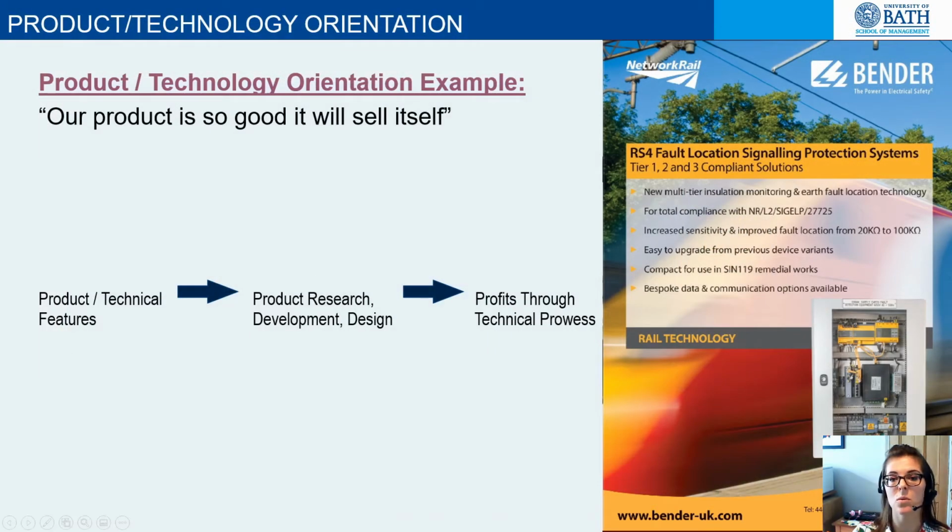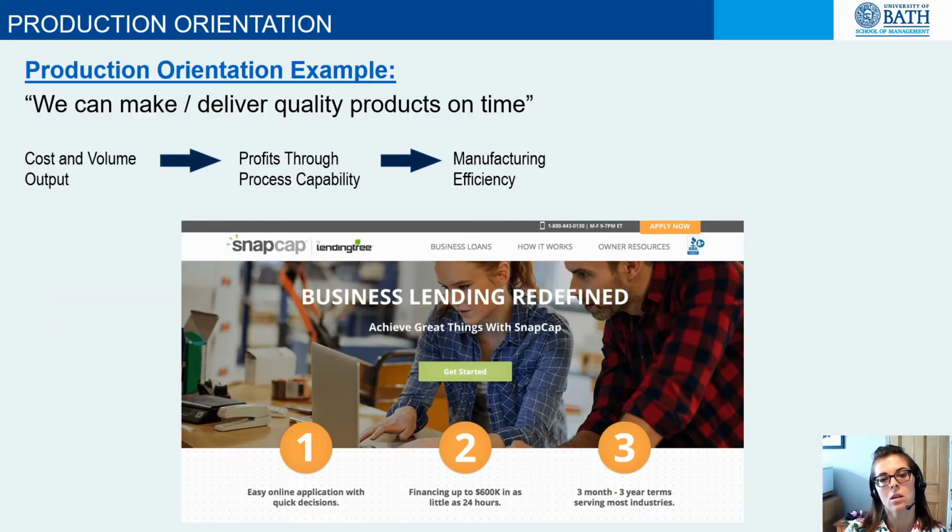But the purpose of that example was to show you how it really is focused on those technical features and products. All about the technical prowess of the product. It's an amazing product. And this example of a scanning technology is a good one of a technology orientated company. Okay. So we've covered sales orientation, we've covered technology and product orientation. We're now looking at production orientation.